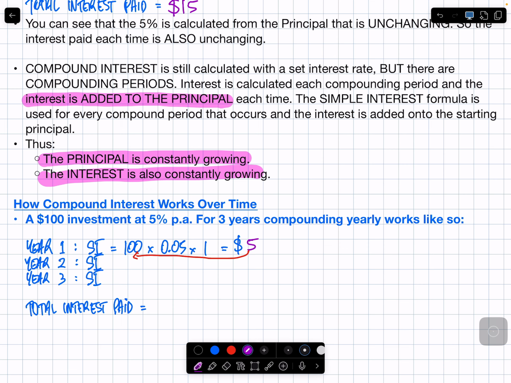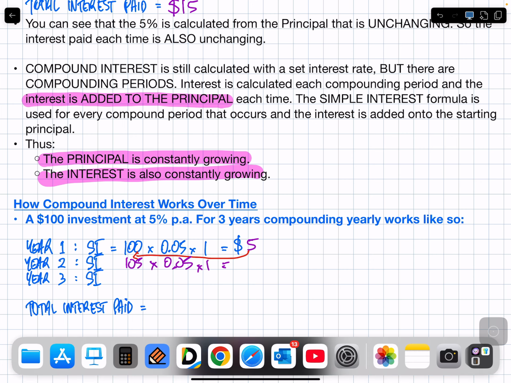So instead of being $100 in year 2, what's it going to be now? Is it still going to be 100? If I add $5 onto that, what's it going to be? 105 times 0.05 times 1. Is 5% of $105 still going to be $5? It's going to be slightly more. Sorry, I'm trying to do two things at the same time. I believe it's going to be $5.25.